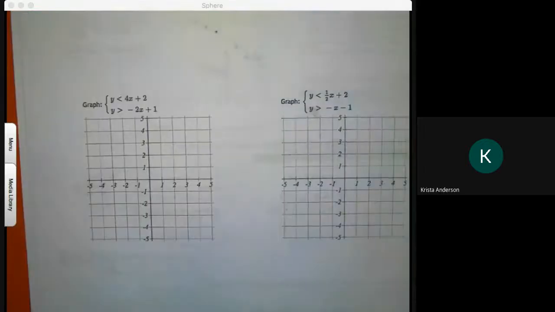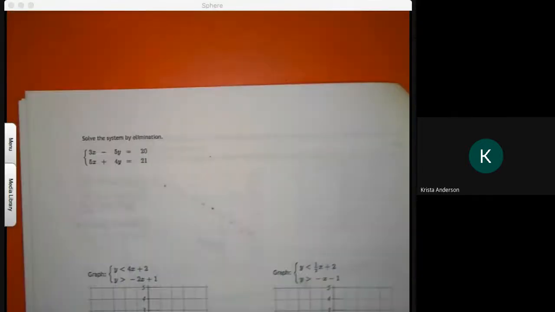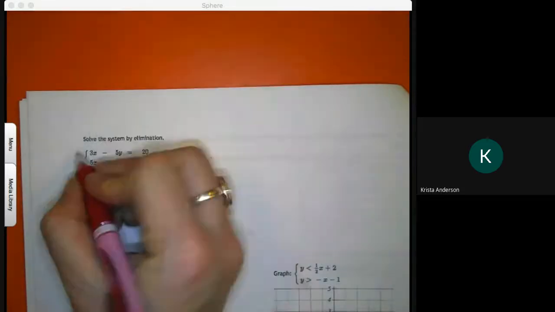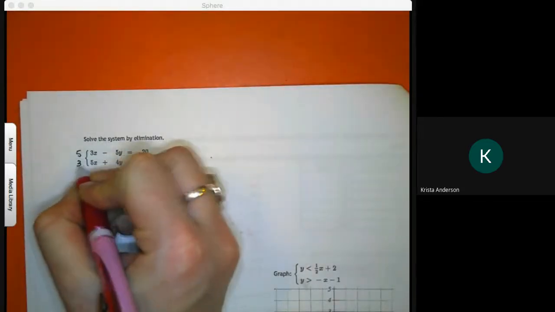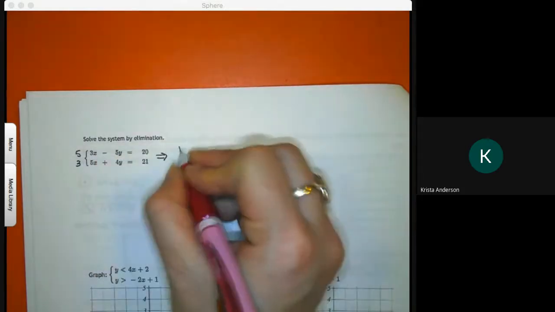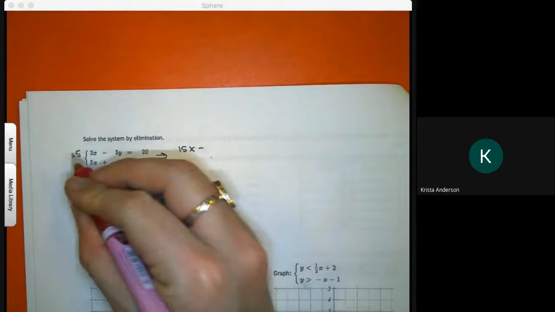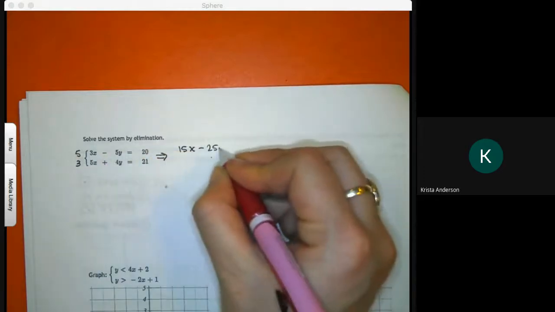Turn the page. We have a review of elimination. I need to get my values to match for my x. So I'm going to multiply the top by 5 and the bottom by 3. 5 times 3 is 15x. 5 times 5 is 25y.